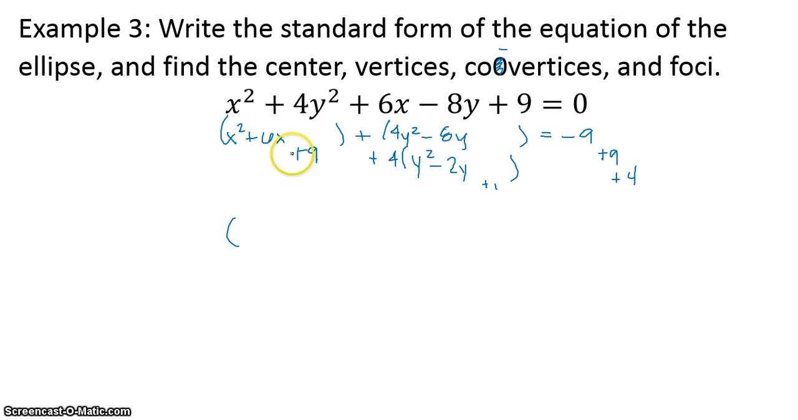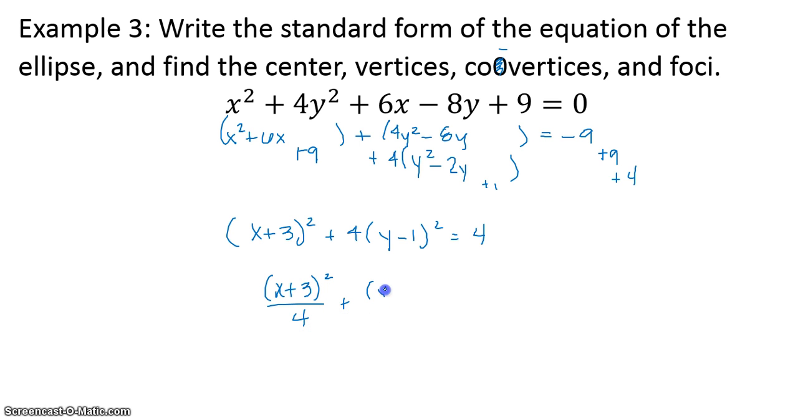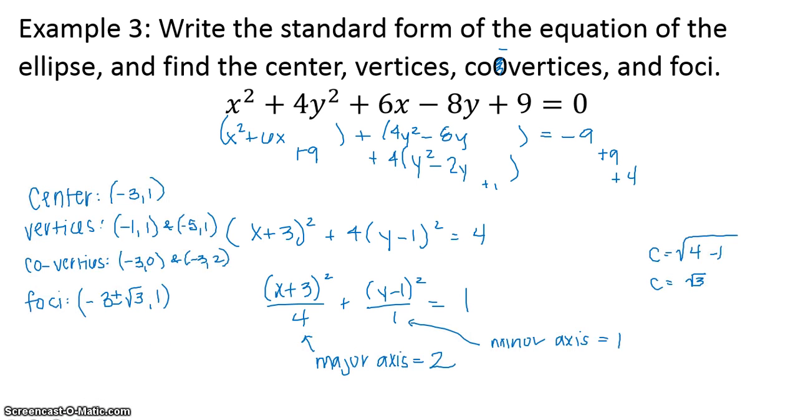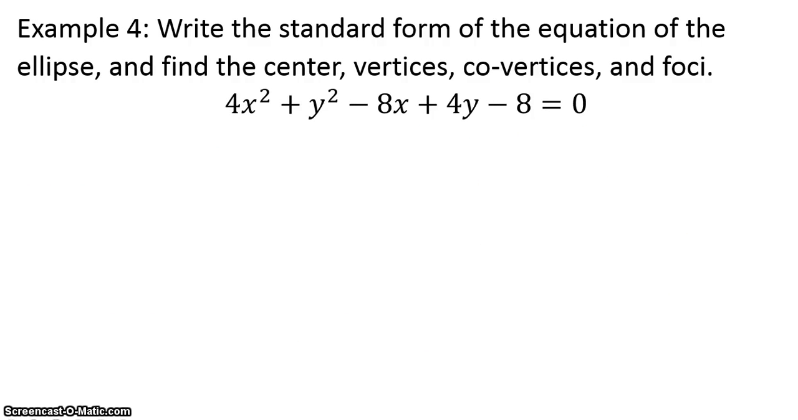So I have x squared plus 6x plus 9, which is just x plus 3 squared, plus 4 times y squared minus 2y plus 1, which would really just be y minus 1 squared, equals 4. If you remember, this has to be equal to 1, so I'm going to divide everything by 4. So I get x plus 3 squared over 4 plus y minus 1 squared over 1 equals 1. Go ahead and see if you can find all of your key points from there. Go ahead and check these and then do the next one on your own.